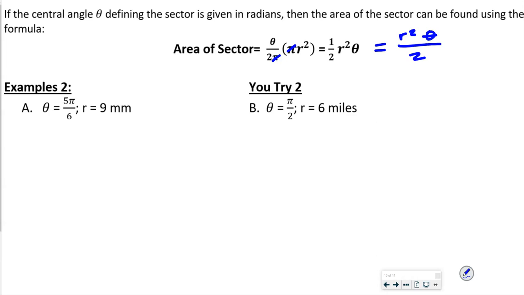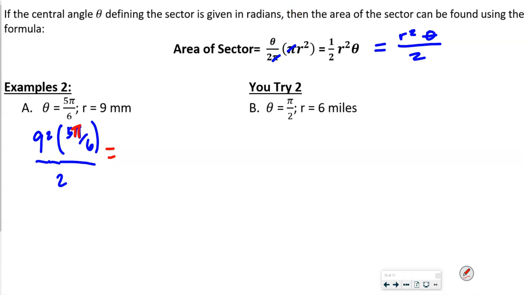So what we're going to do is we're going to do 9 squared times 5 pi over 6. And then whatever we get for this, we're going to divide by 2, okay? Now remember, we're going to leave pi in our first answer, okay? We're going to leave pi in our first answer. So do 9 squared.